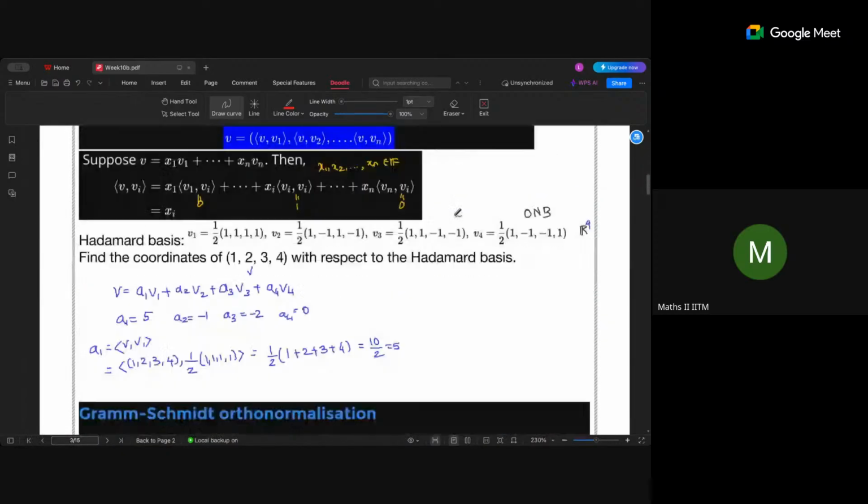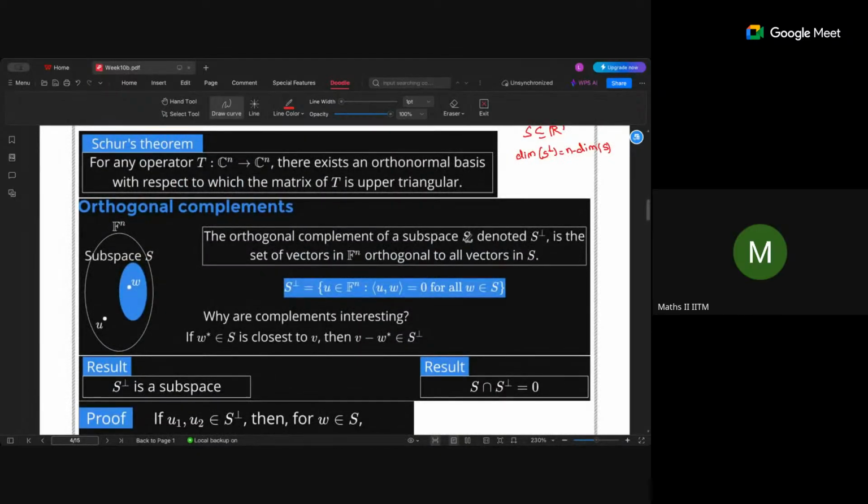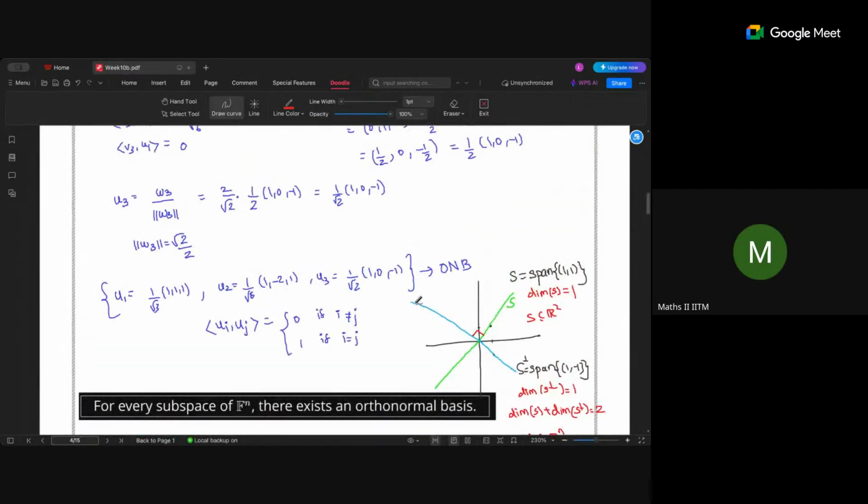Here is the formal definition if you want more clarity. The orthogonal complement of a subspace, denoted by S perp, is the set of all vectors which are orthogonal to all vectors in S. You collect all the vectors which are orthogonal to every single vector in S, that is the S complement or S perpendicular.